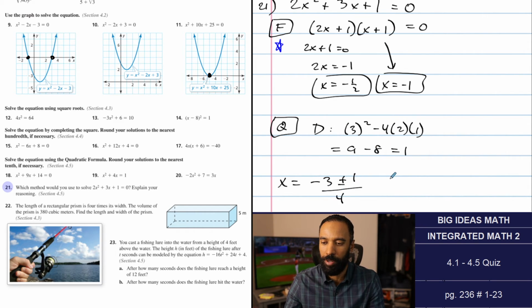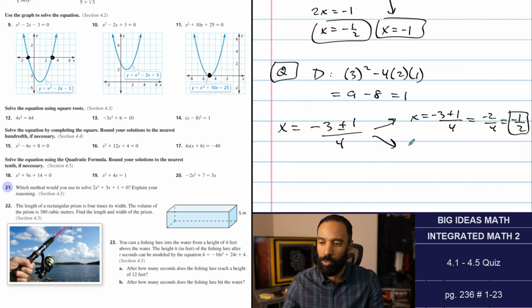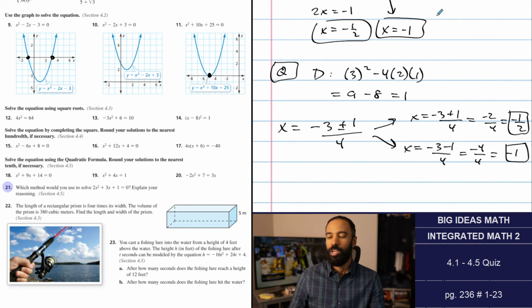2 times 2 is 4. So that's x is negative 3 plus 1 over 4. That's negative 2/4, or negative 1/2. We got that answer before. Or x equals negative 3 minus 1 over 4, which is negative 4/4, which is negative 1. We got that answer as well right there. So it all worked out.